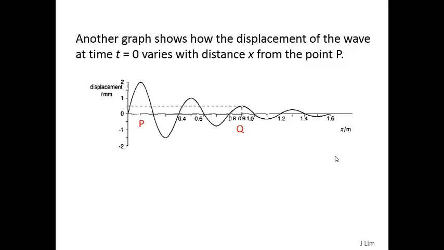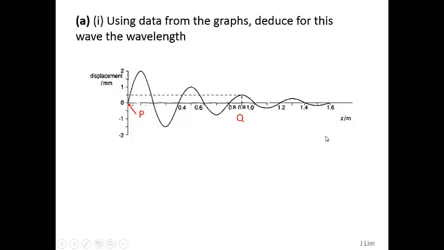Another graph shows how the displacement of the wave at time t equals 0 varies with distance x from the point P. So this is a displacement versus position graph. Using the data from the graphs, deduce for this wave the wavelength.